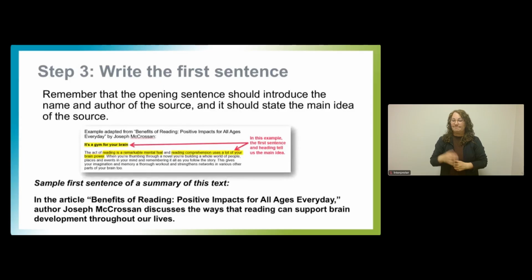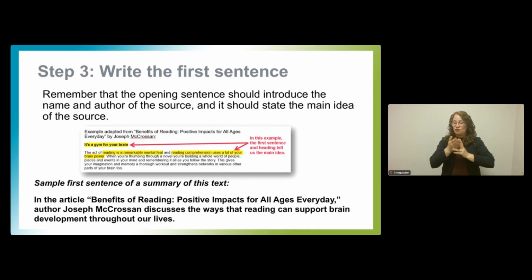So let's have a look at what this might look like for this particular text example. I've put that first paragraph from the text that we looked at on this slide, and I've written a possible first sentence. So I've decided to write it in this way and include the name of the author and the title of the article. In the article, Benefits of Reading, Positive Impacts for All Ages Every Day, author Joseph McCrosen discusses the ways that reading can support brain development throughout our lives.